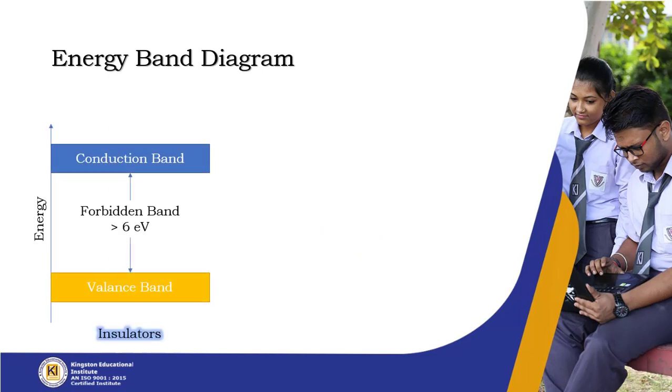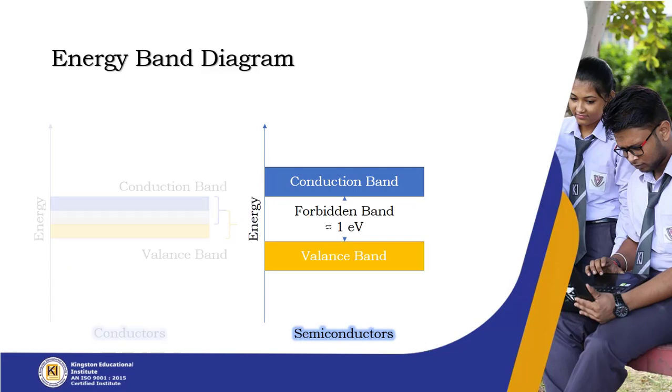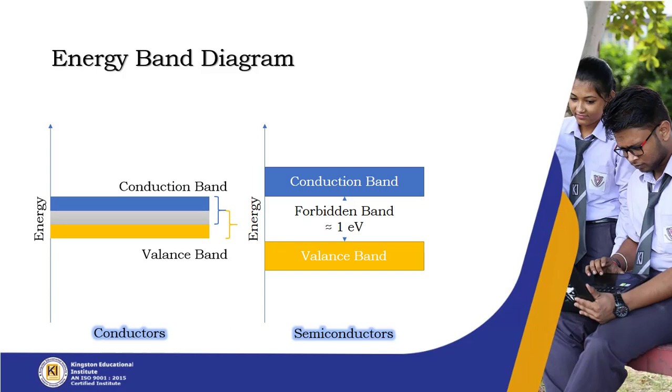If we observe the energy band diagram of an insulator, we'll find that it requires more than 6 electron volt energy for an electron to come to the conduction band from the valence band. In case of semiconductors, it is around 1 electron volt. For the conductors, it doesn't require any energy. Electrons don't need any extra energy to come to the conduction band from the valence band, as these two bands are overlapped. So as per the energy band diagram, we can also define a semiconductor as the material having a band gap of around 1 electron volt.